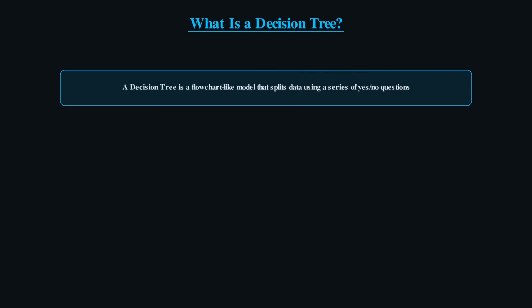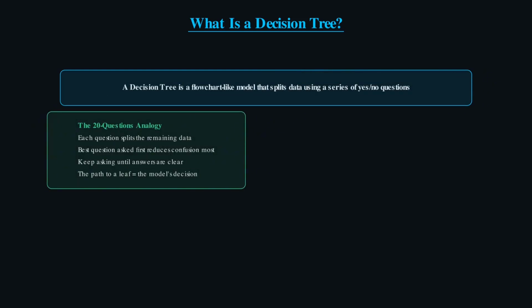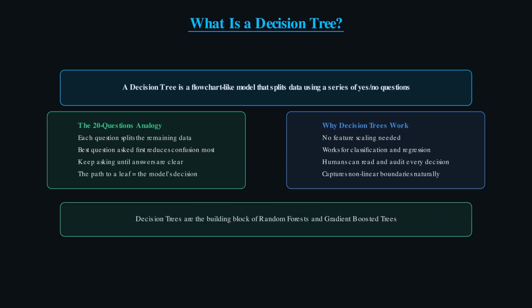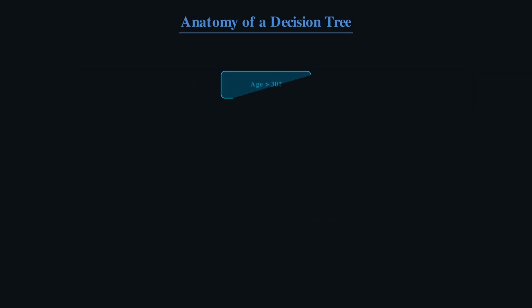At each node, it asks the most useful question it can, splits the data into two groups, and repeats on each group until every group is pure enough to call a prediction. Today, we're breaking down exactly how it learns those questions from data, and why it's the building block behind random forests and gradient-boosted trees. A tree has three kinds of components.